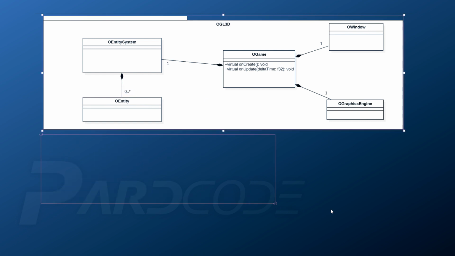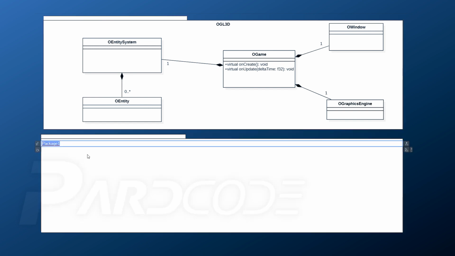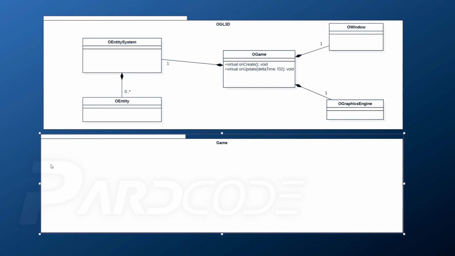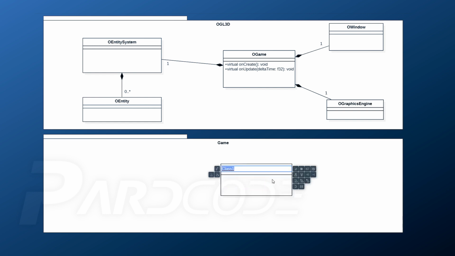At this point, we can start to create our own game by creating a package called game. We can interpret this package as a folder, in this case, the game folder we have already created previously. In this package, let's create the MyGame class and let's derive it from the OGame class.